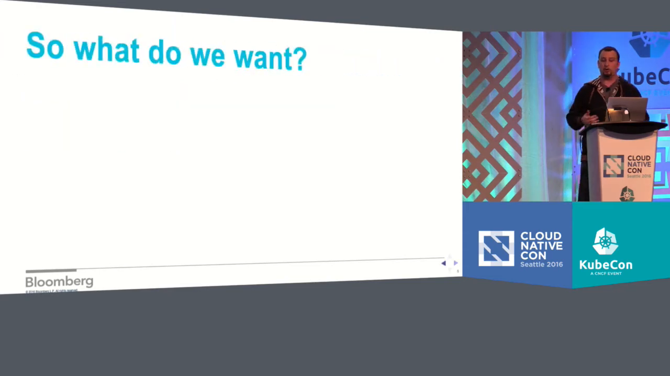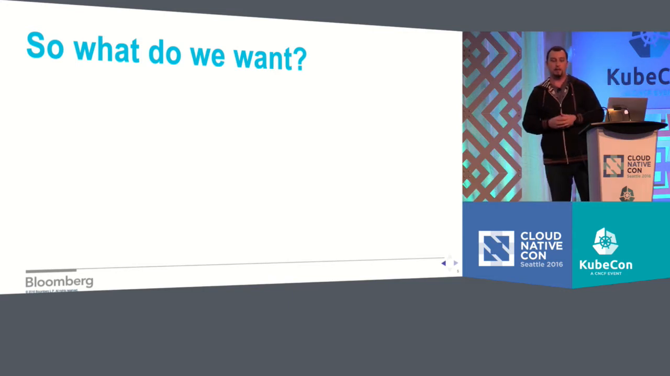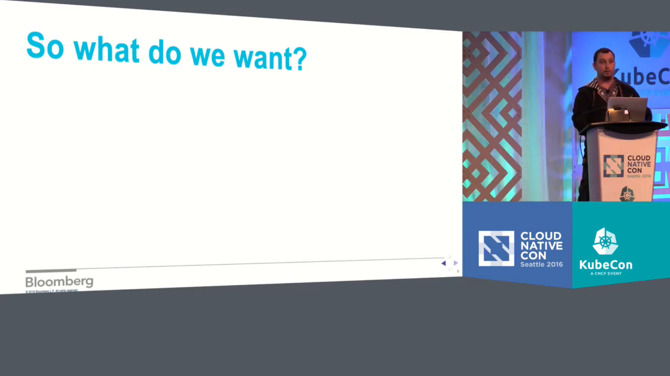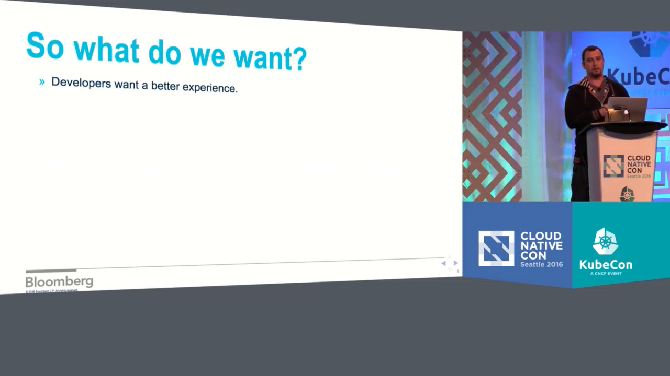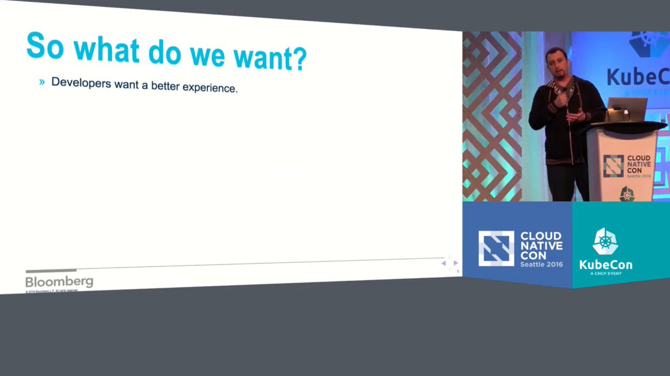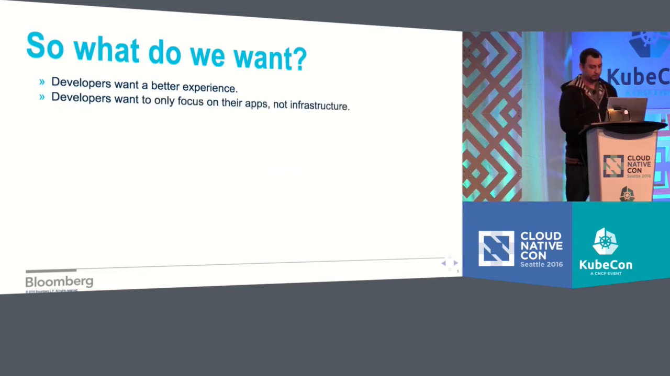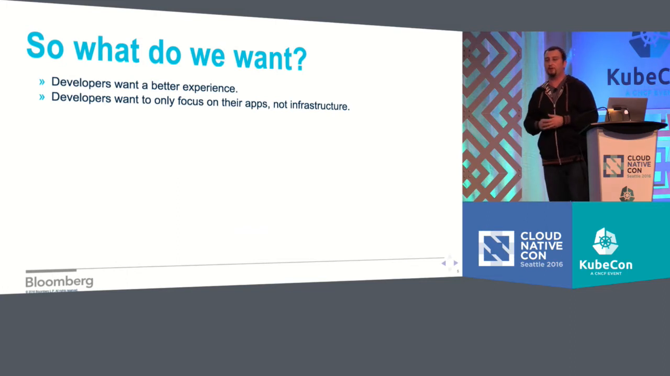So what do we want? What's the main overarching theme for moving forward with our products? We want the developers to have a better experience. We want them to be able to deploy their application how they want to, when they want to, in the method that they want to, in a simple way. The developers want to only focus on their apps and not the infrastructure.